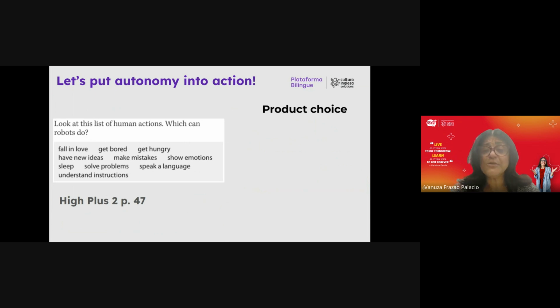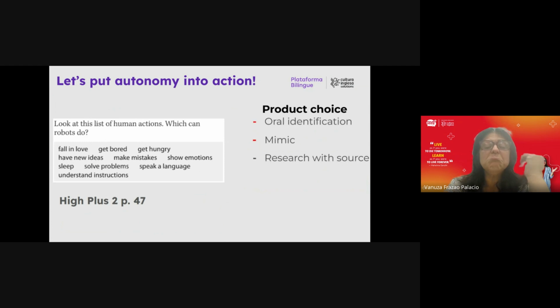And in these activities, it's also a very simple activity. Students have to choose which activities can be done by robots as well, not only by humans. Robots can do as well. Well, again, you can have students only identify the activities orally. Okay, robots can speak a language, they can solve problems, right? Students just identify and say it. This is the final product. Or again, you can have them mimic a robot and what they can do, right?